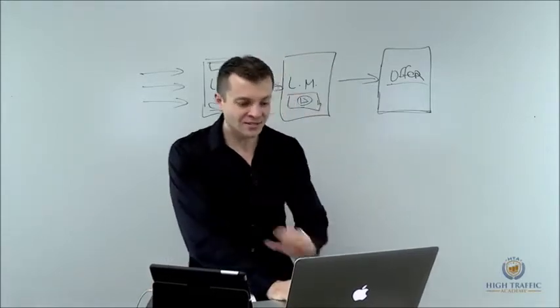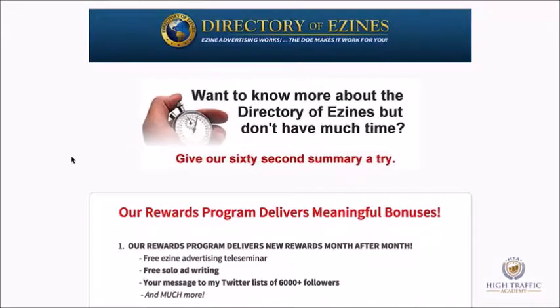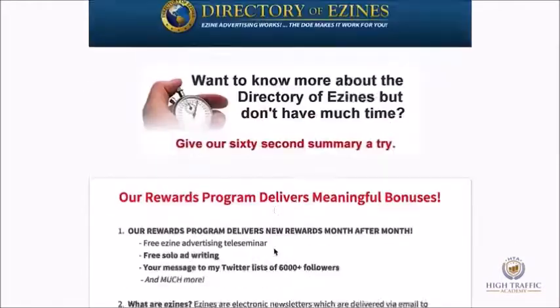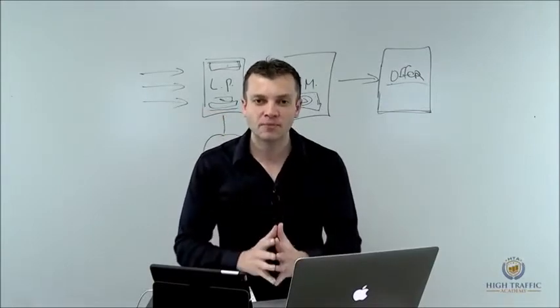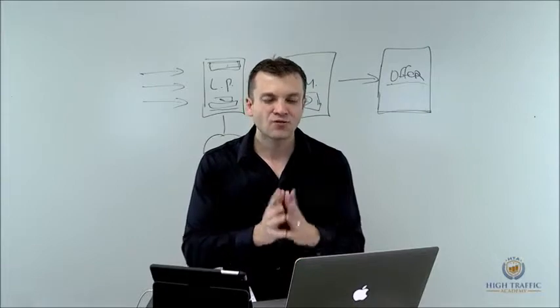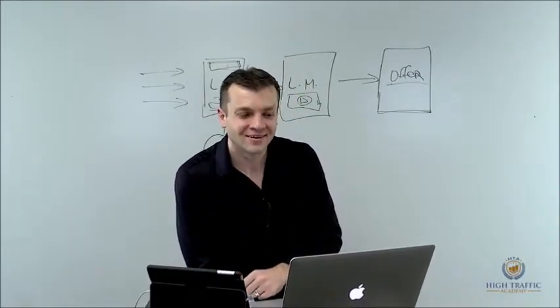The problem was this. When people promoted this product, I'll show you. Take a look at this page right here, right? So if I go to Directory of E-Zines right now, this is what I see. It's $197 still, but look at this. Thousands upon thousands of people were promoting this product, okay? Conversions on this product was about 1%, maybe less, right?